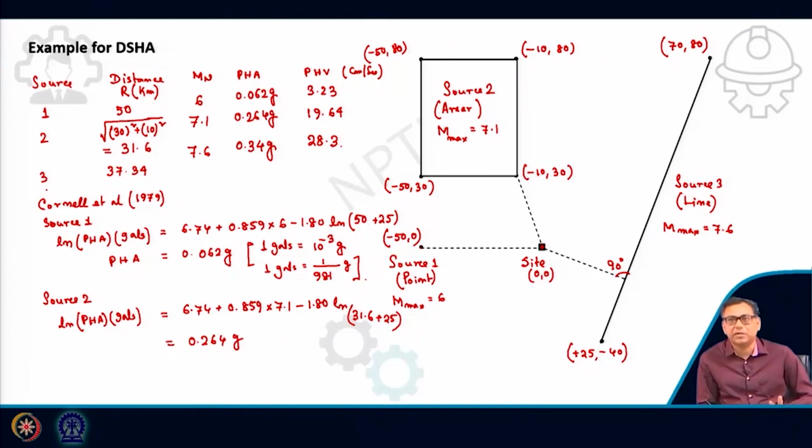So other parameters also you can discuss. That means during design these will be our controlling parameters. So PHA will be 0.34 g and PHV will be 28.3 centimeter per second. Only the controlling earthquake we will consider, and in this case it is source 3. Okay, so this way I can use those attenuation relationships.